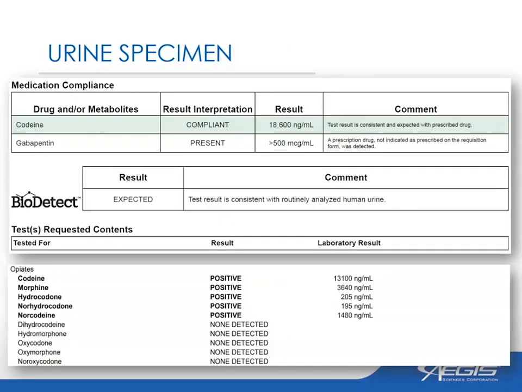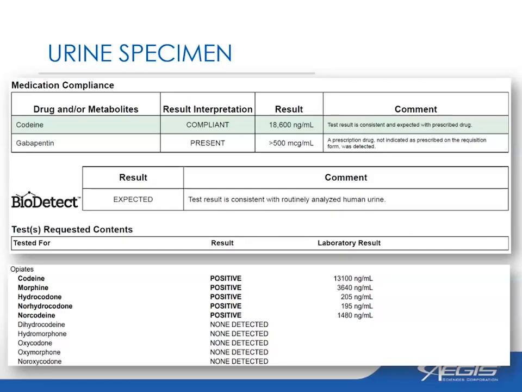Results from urine specimens typically have concentrations that are 10 times higher than an oral fluid. This Aegis report shows the results from a urine specimen with a positive parent codeine and 4 of the 6 possible metabolites. And typically, metabolite concentrations exceed parent drug concentrations. However, this is not always the case, as shown in this sample.